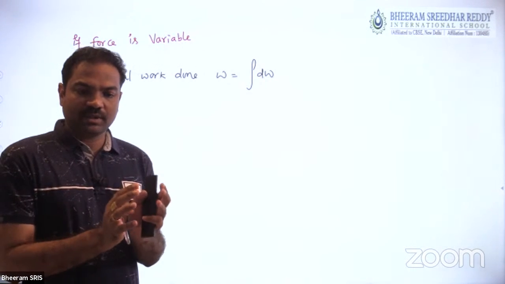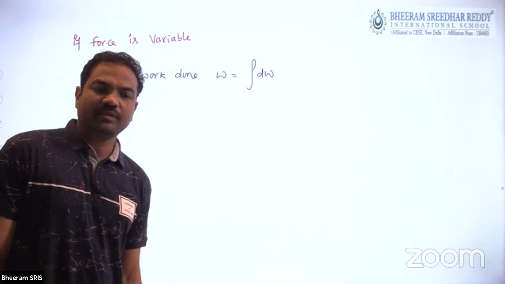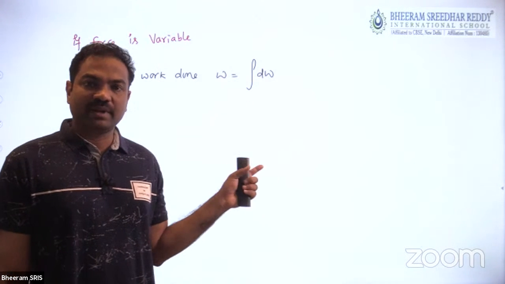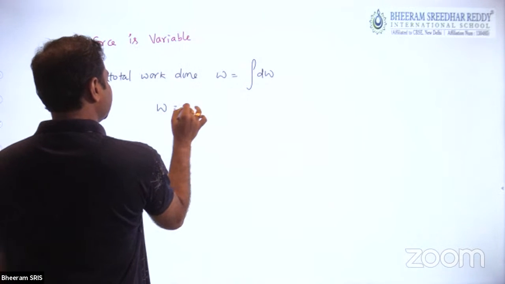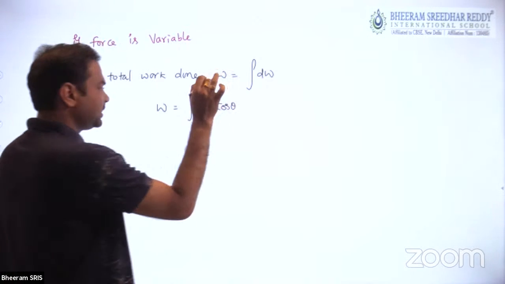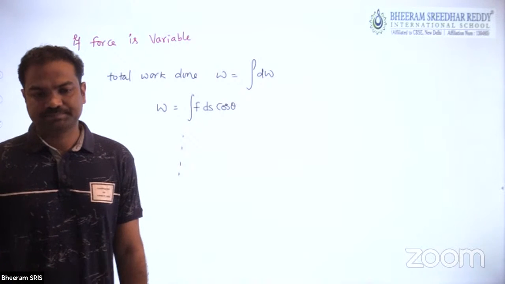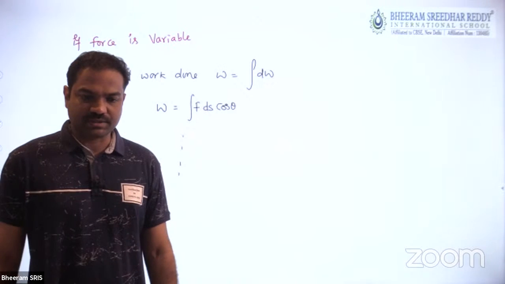That is, dW, the work done, is given to us, and we have to find the total work done. Then we have to use integration. If it is constant force, we know it will become F bar dot S bar. If force is variable, then what happens? You have to integrate. There is no other option. You have to go for the integration value. How to do integration, all that we see in the questions.